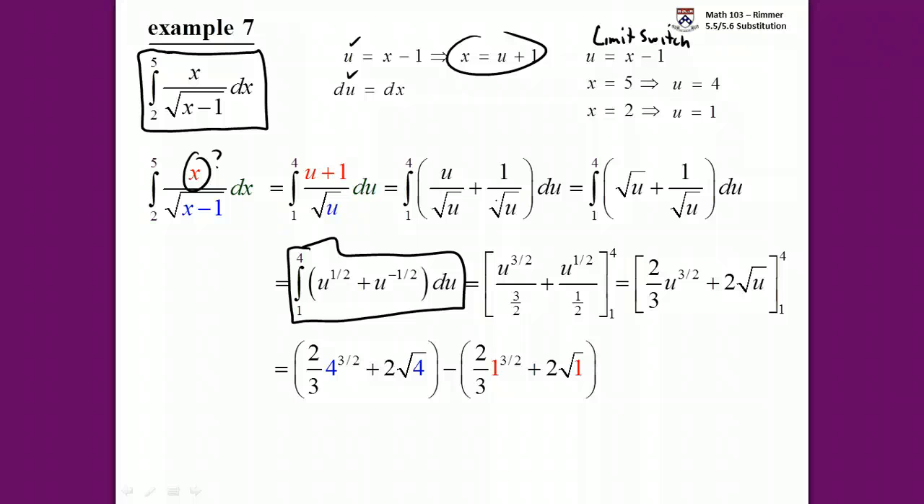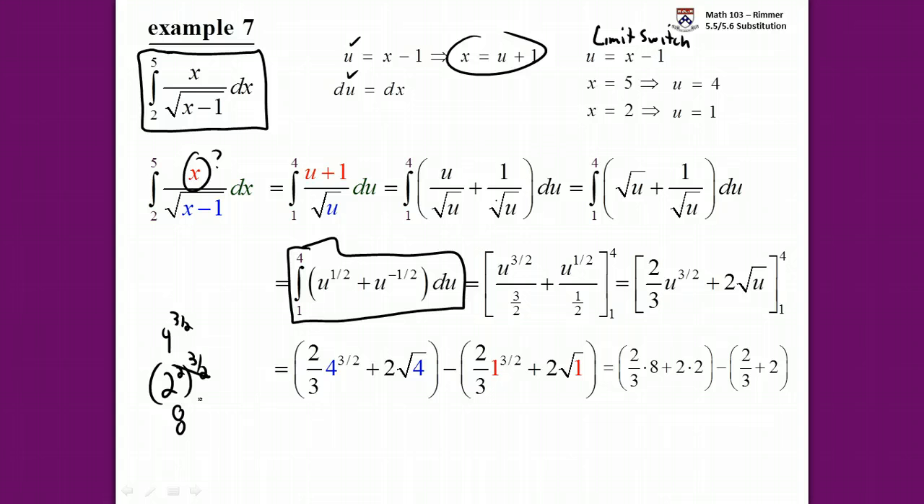Okay, 4 to the 3 halves is an 8. That's the only mystery of these here to calculate. And you know that comes from the fact that 4 is actually 2 squared. So that works out great. It's an 8. So here we go. Let's finish it out now. We have 2/3 of 8. We have 2 times a 2. The root of 4 is 2. And these 1s to powers are just 1s. So we take 2/3 plus 2.